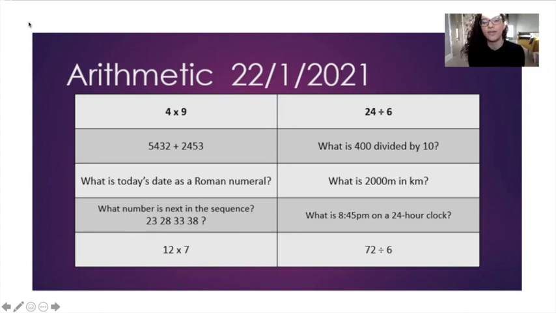What is 400 divided by 10? What is 2,000 meters in kilometers? What is 8:45 p.m. on a 24-hour clock? And 72 divided by 6. So pause this video and have a go at answering these questions.